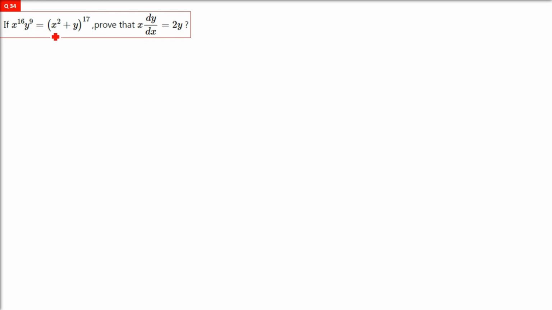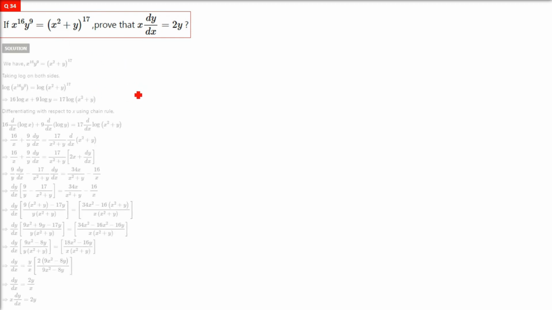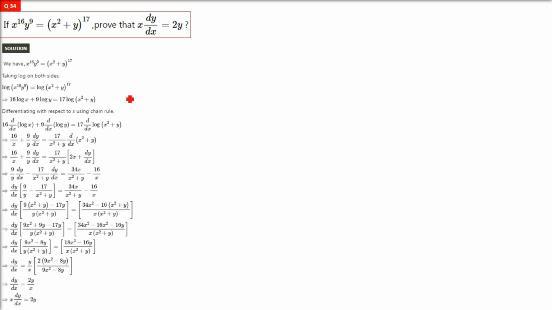Now almost a similar kind of question this is. x raised to 16, y raised to 9, equal to x square plus y to the power 17. So we'll try to do it in a shorthand way. Take log on both sides and differentiate. Dy by dx on one side, others on the other side.